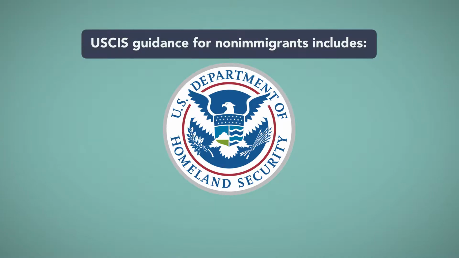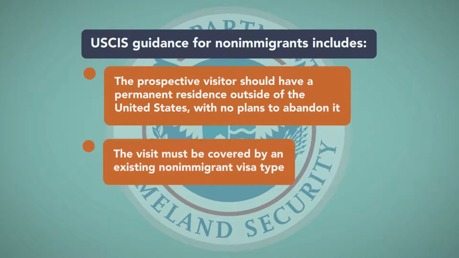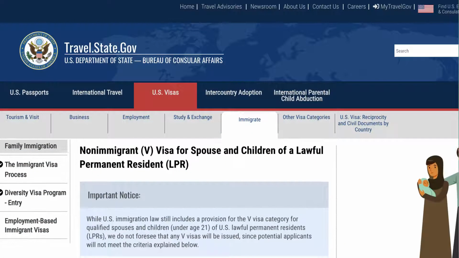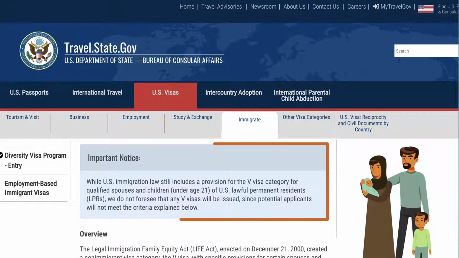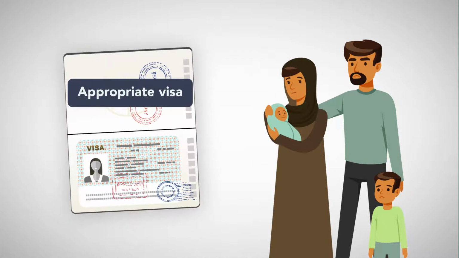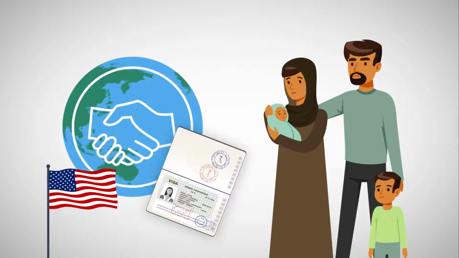USCIS guidance for non-immigrants includes that the prospective visitor should have a permanent residence outside of the United States with no plans to abandon it, the visit must be covered by an existing non-immigrant visa type, and the visitor must be eligible for the visa she is seeking. In many cases, a non-immigrant visa holder can also bring along a spouse and children, provided they are of minor age and unmarried, though recently added criteria have made this harder to achieve. Depending on their nationalities, foreigners seeking to come to the United States temporarily will first need to obtain an appropriate visa or be from a country that has a relationship with the United States allowing for non-immigrant entry without a visa.